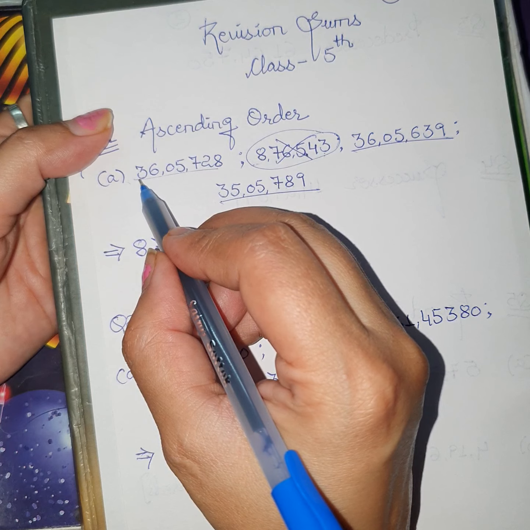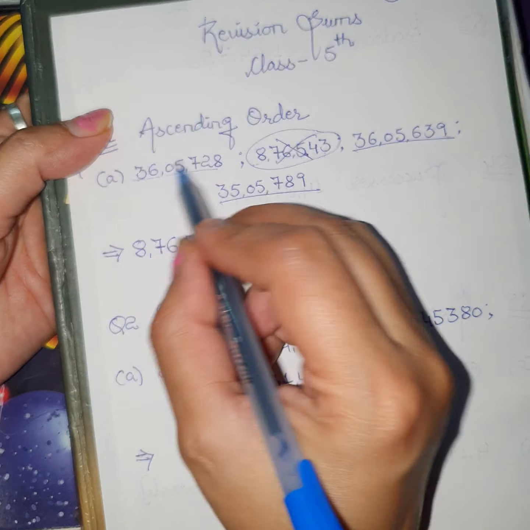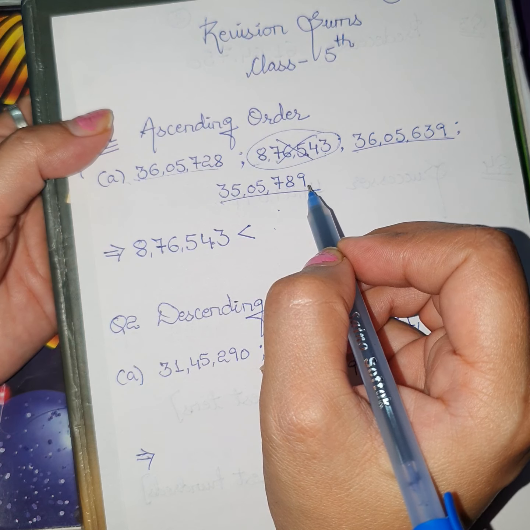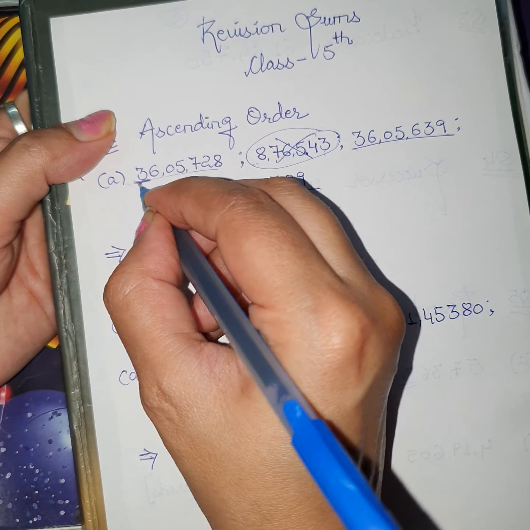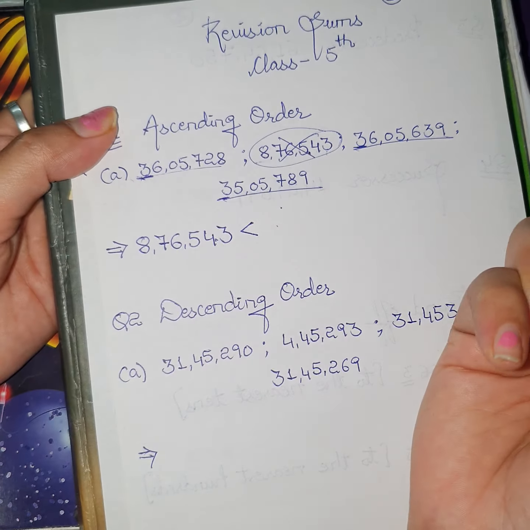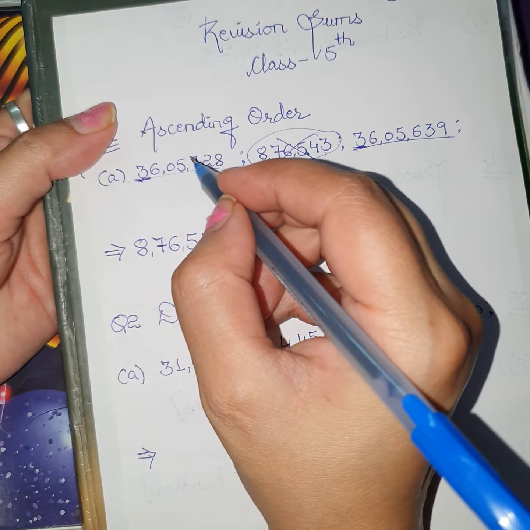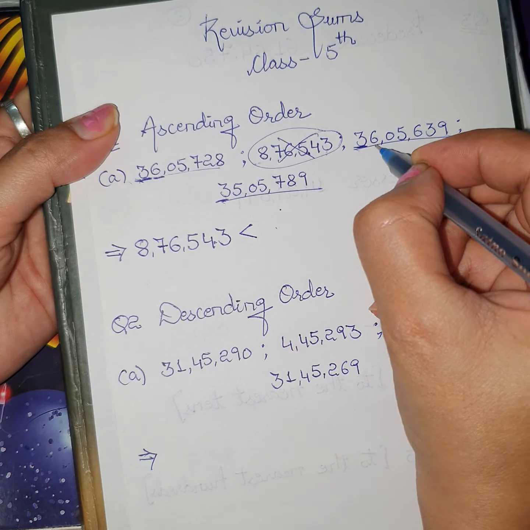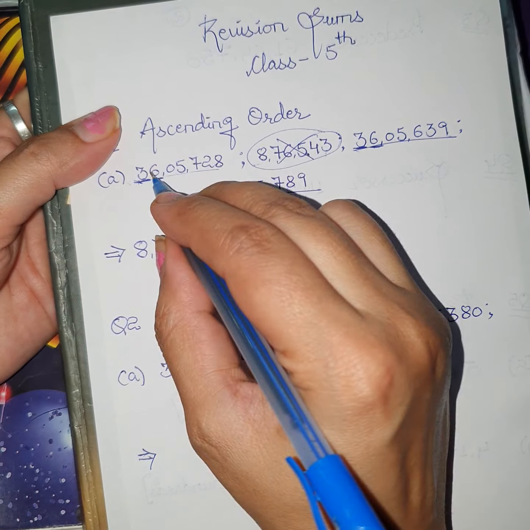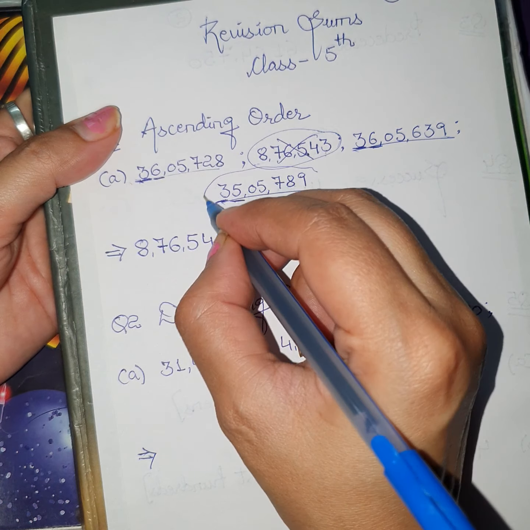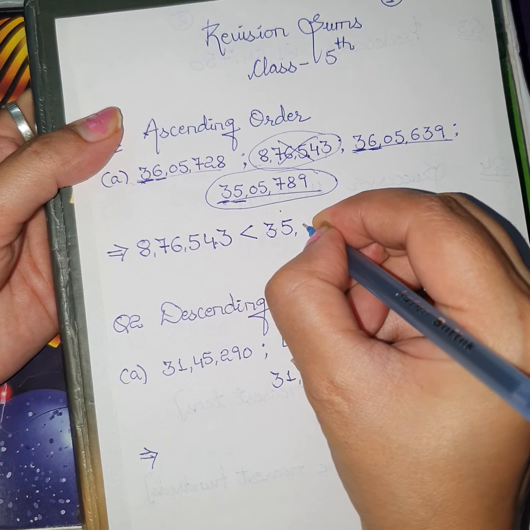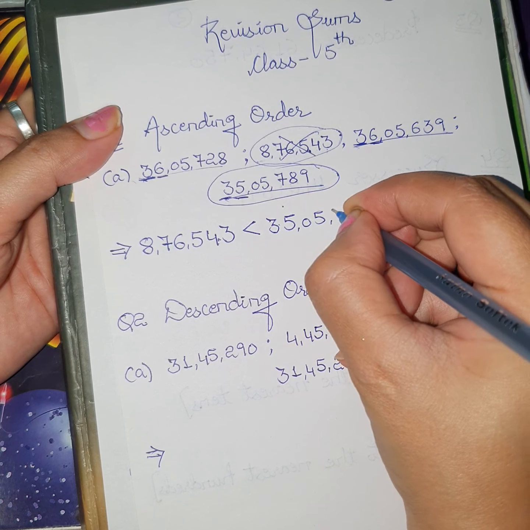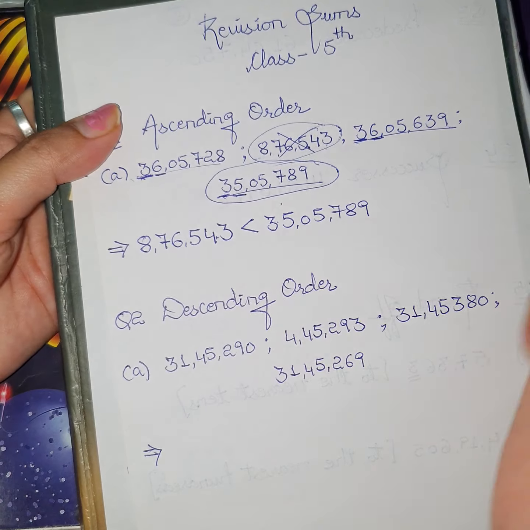So check the first digit, as all these 3 numbers have 7 digits. So we have to check the numbers digit by digit. The first digit is 3, 3, 3. The first digit is 3 everywhere. Move on to the next digit. The next digit is 6, 6, 5. So from 6, 6, 5, the smaller is 5. So the next number is 3,50,5789.